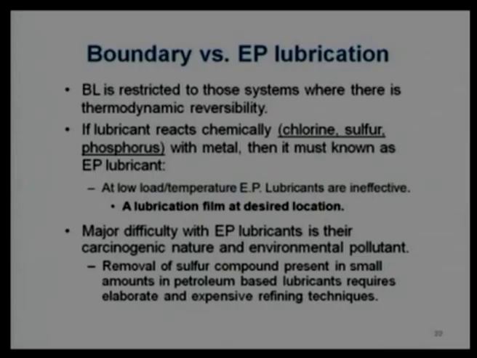If there is no thermodynamic reversibility, which mostly happens in chemical absorption cases, in that case we should not call it boundary lubrication, it should be called extreme pressure lubrication, because this kind of mechanism acts under high temperature, and generally high temperature occurs because of high pressure. So, in this case, there are three examples: chlorine, sulfur and phosphorus. They act with the surface and are known as EP additives, EP lubricants. All three are ineffective in the low load and low temperature case.